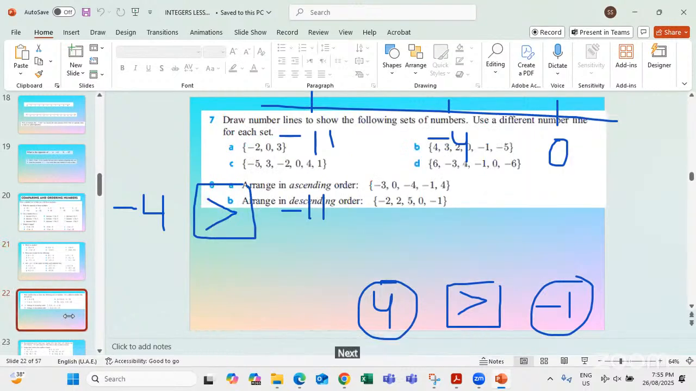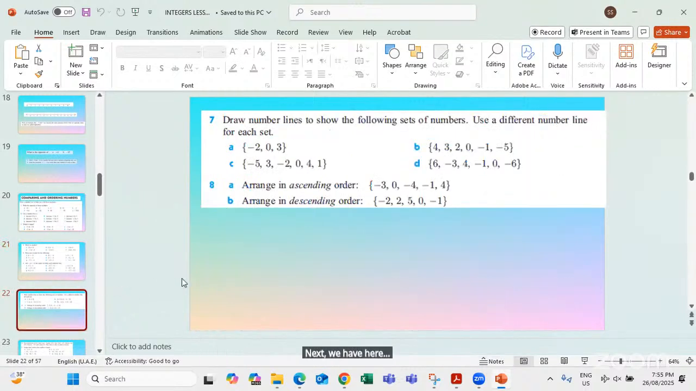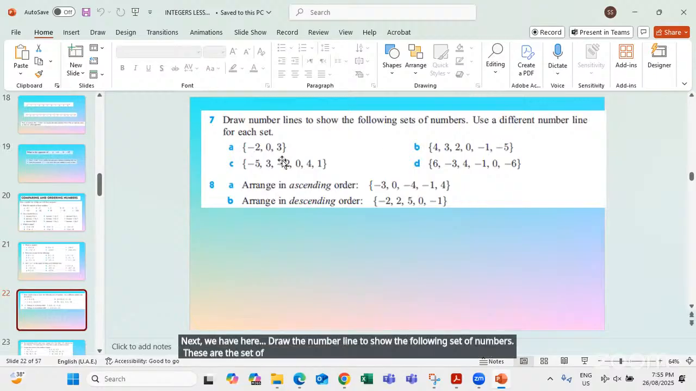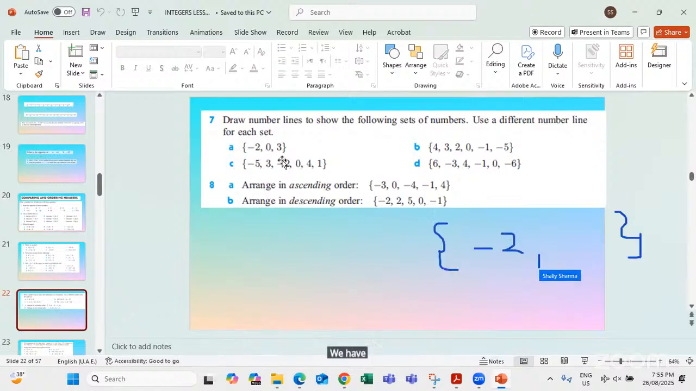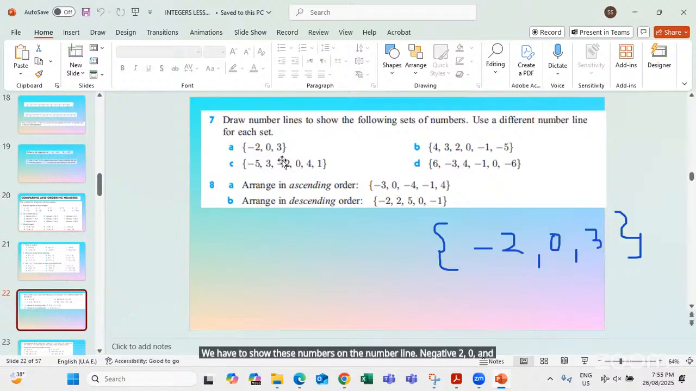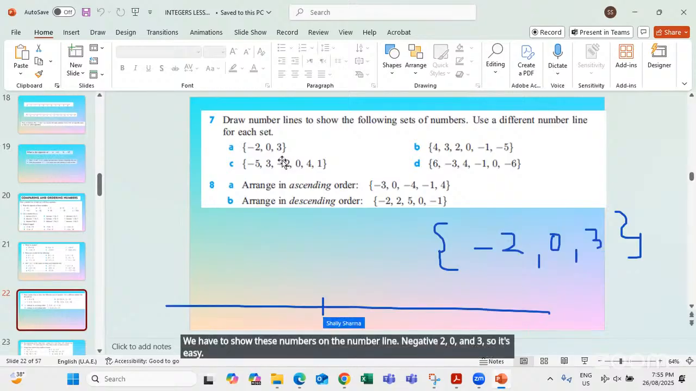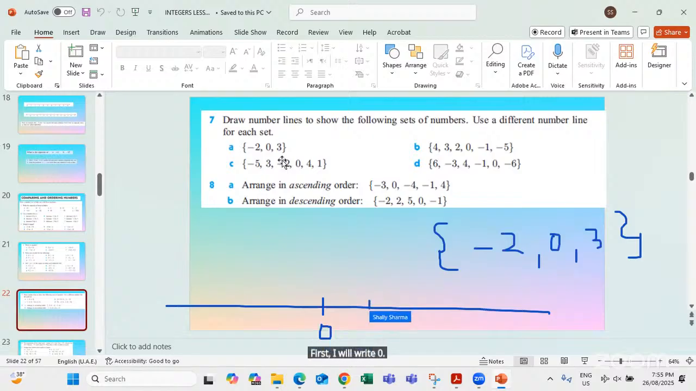Next we have here, draw the number line to show the following set of numbers. These are the set of numbers, and always the set of numbers are written in this way. We have to show these numbers on the number line: -2, 0 and 3. So it's easy. First I will write 0, then 1, 2, 3. So this is 3 here, and then -1, -2. So -2 is here. So this is the way to represent.